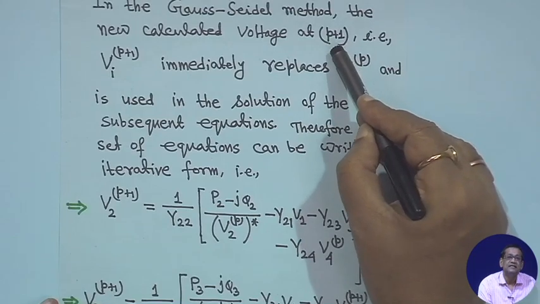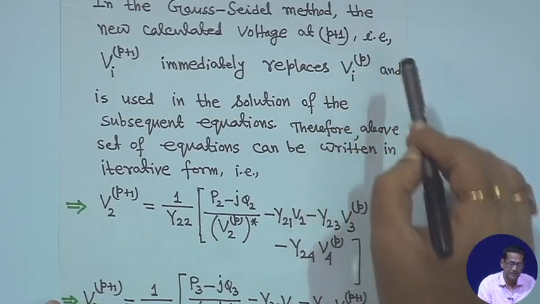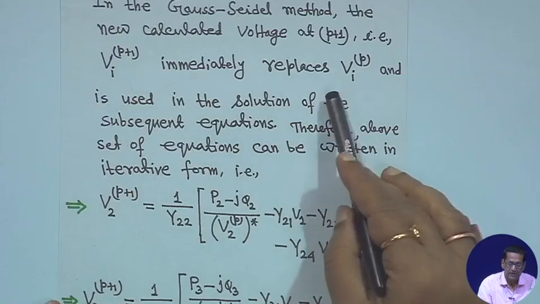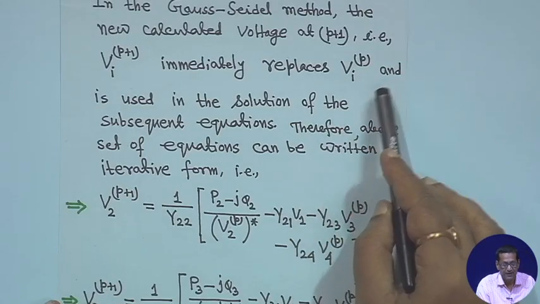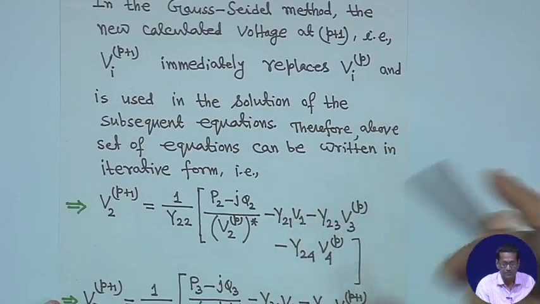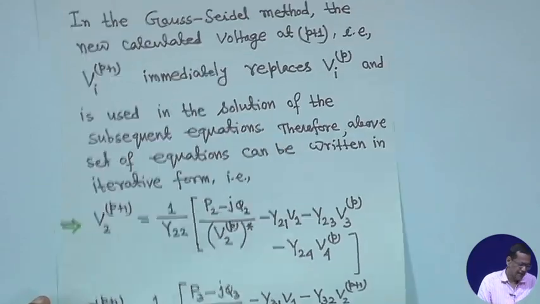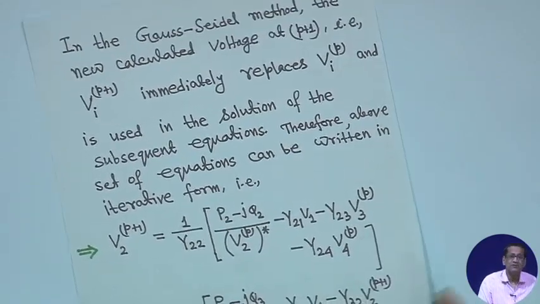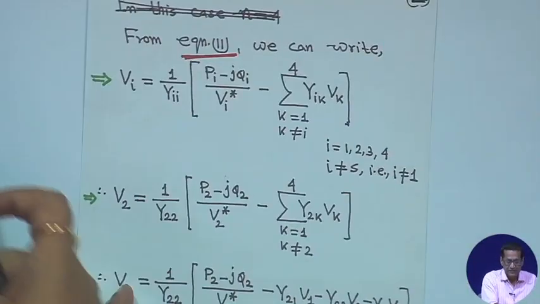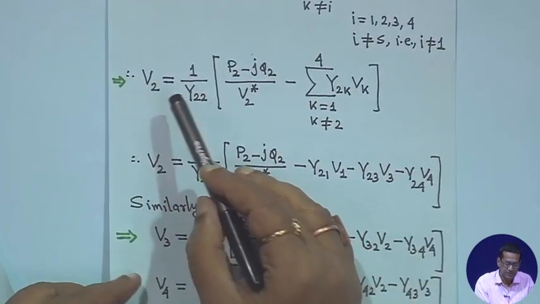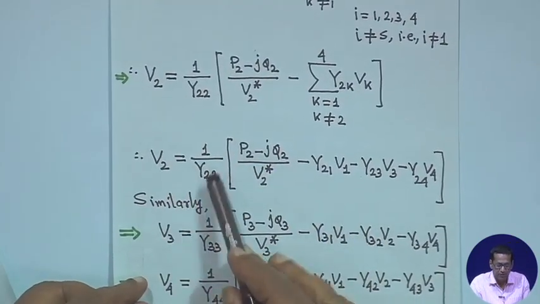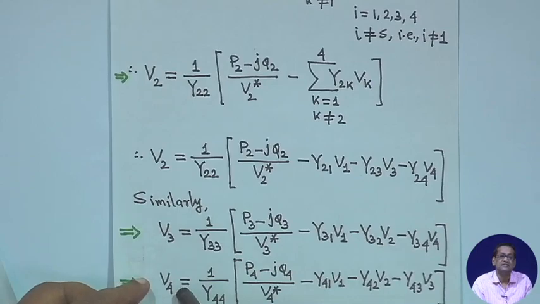P is the iteration count. At P plus 1, that is V_i^(P+1) immediately replaces V_i^P and is used in the solution of the subsequent equation. That means, before coming to this, suppose you have these equations for V2, V3, V4, these three equations, right.